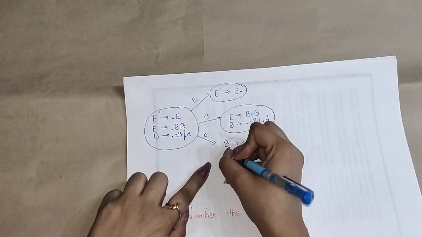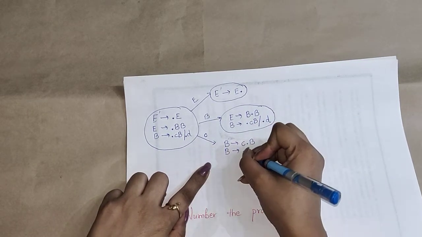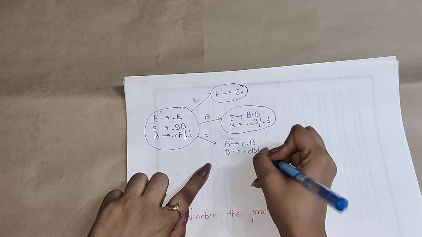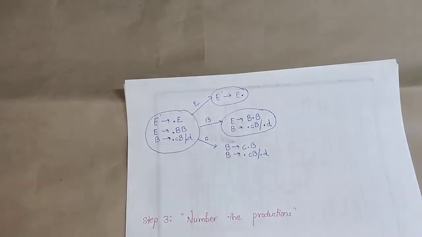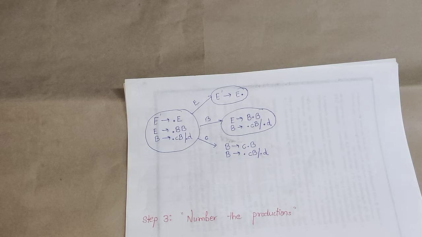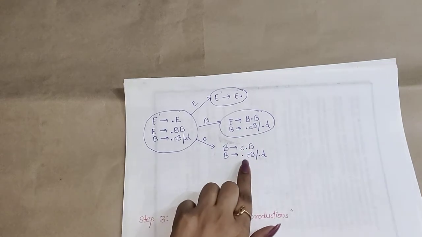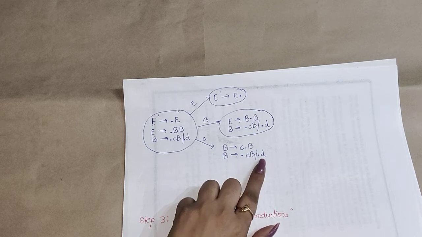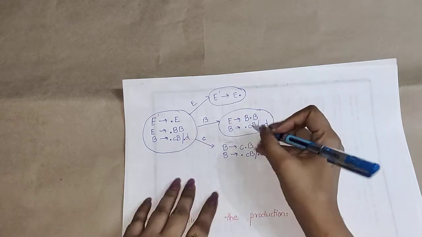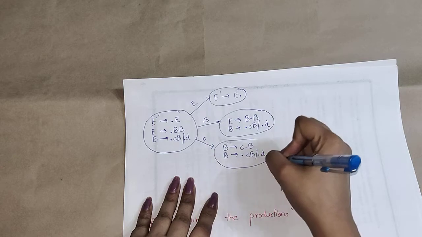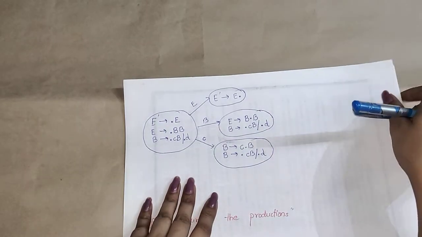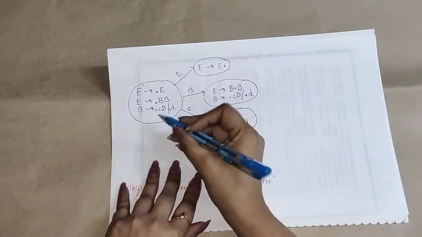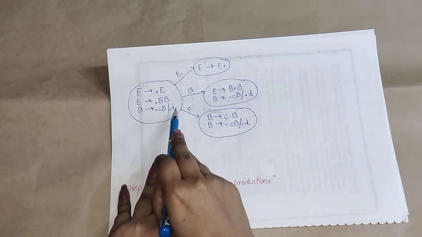B2 dot CB dot D. Clear? We wrote this as it is. Now, do we have any non-terminal symbol next to the dot? No, we have terminal symbols. So stop. This is the next state. Clear? Now we have another production rule, B2 dot d.